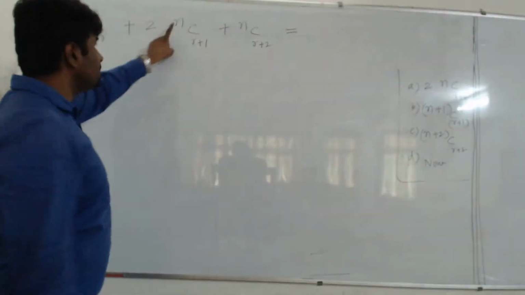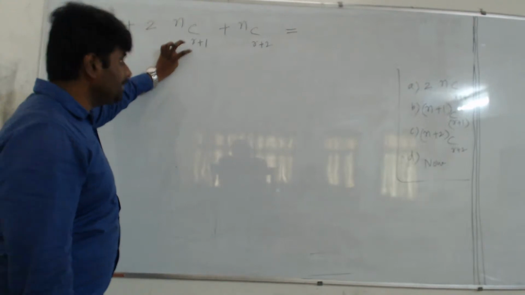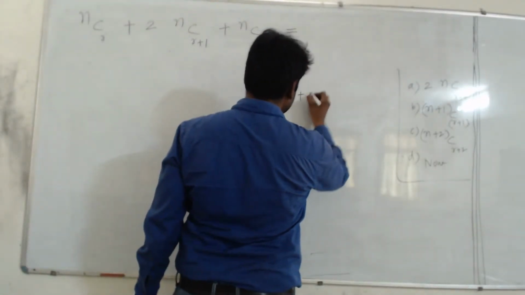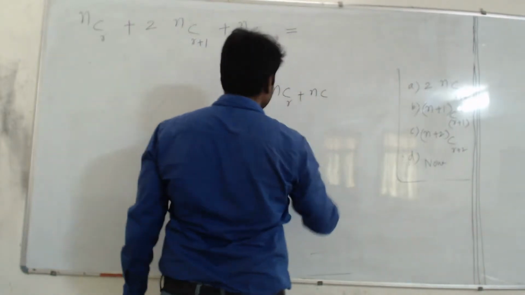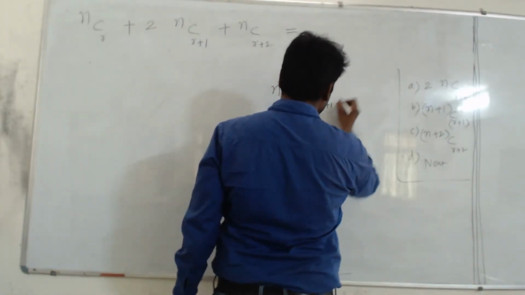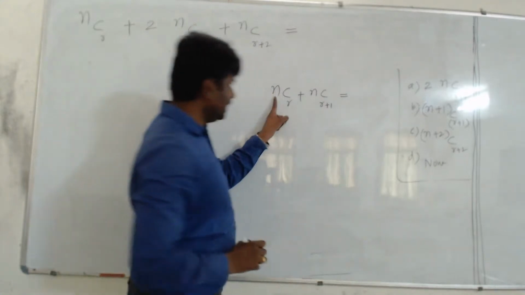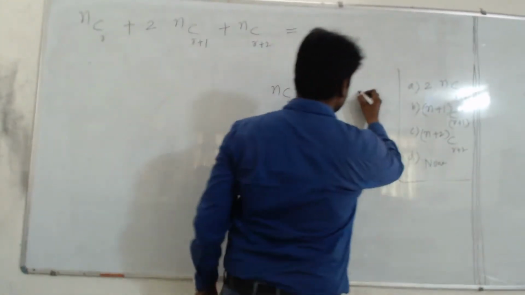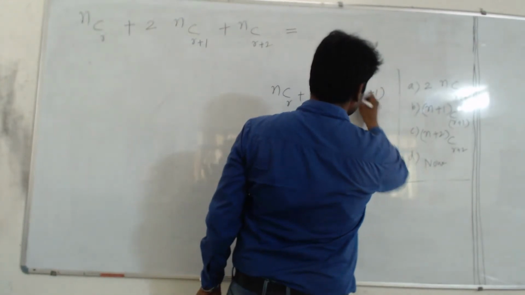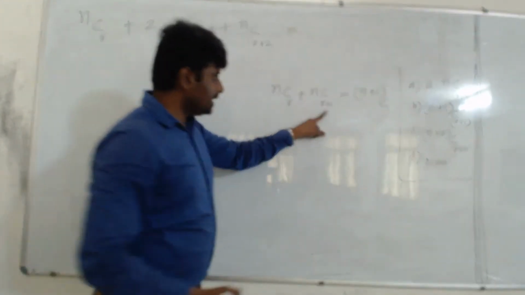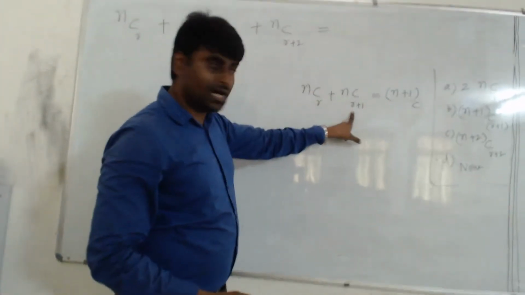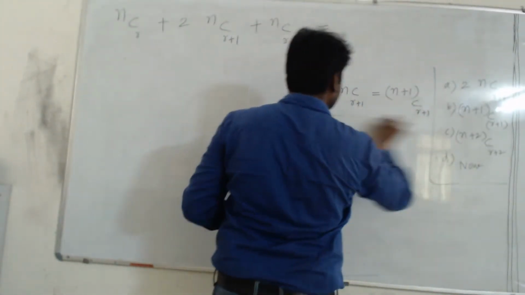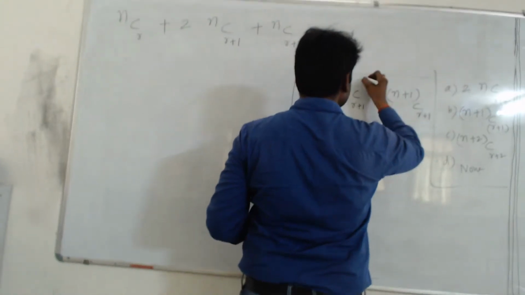nCr + 2 nC(r+1) + nC(r+2). Again, we use this formula. So, what was the known formula? nCr + nC(r+1) equals (n+1)C(r+1). The result's next number is n+1, and the greater suffix is r+1. Okay, so this is the formula which we use in this.